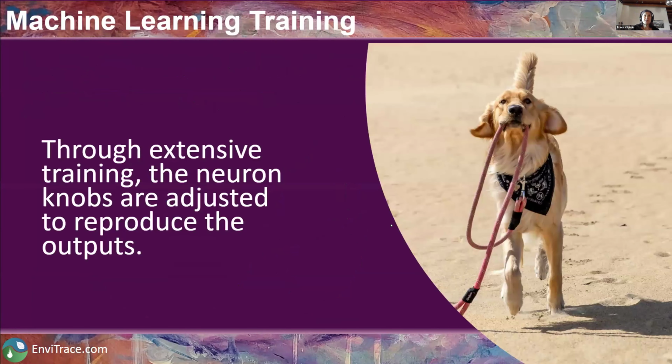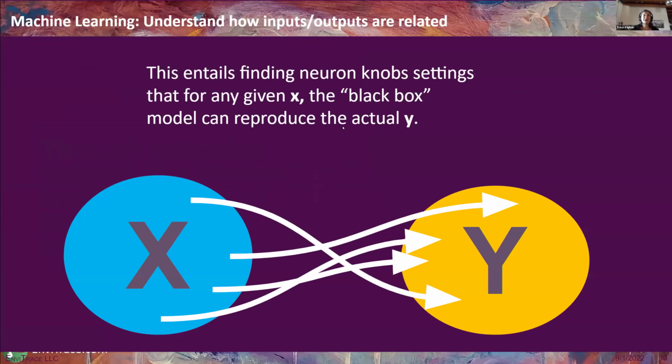But slowly over time and through extensive training, the knobs are adjusted and you can reproduce those outputs and find that function F. And I like this picture because it's funny because the dog is sort of like training itself, which is what the computer does. So finding neuron knobs and settings for any given X, the black box model can actually reproduce the Y.